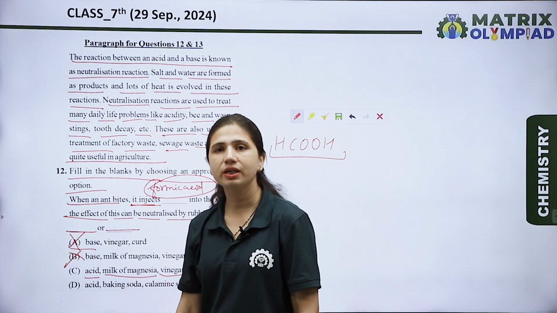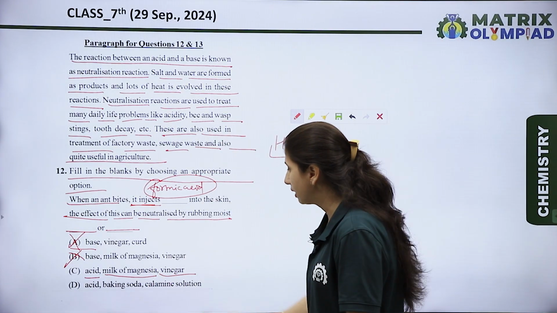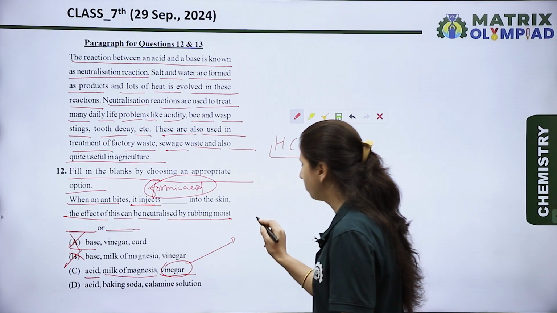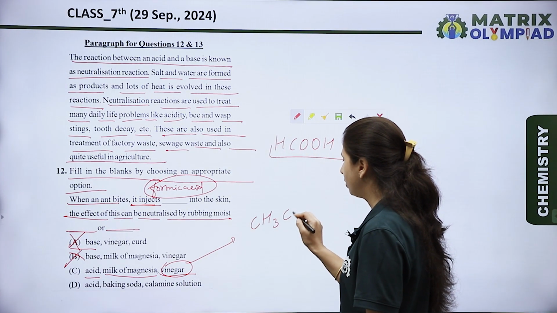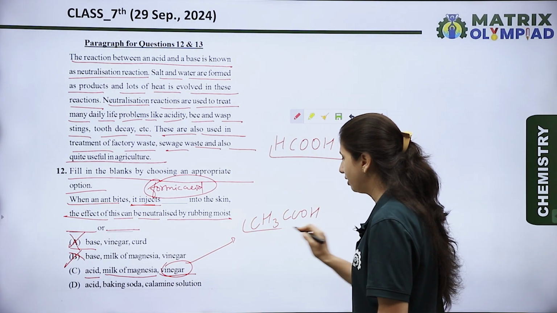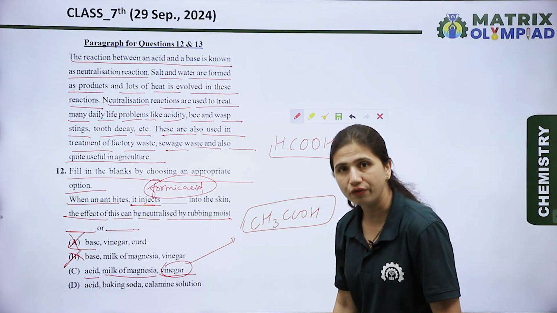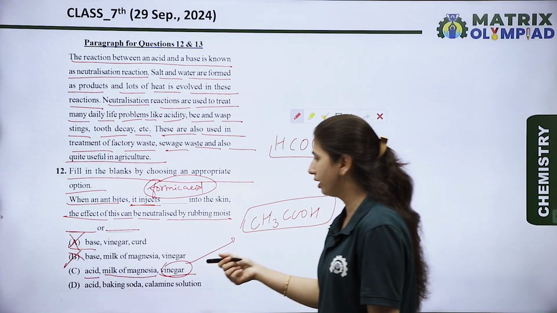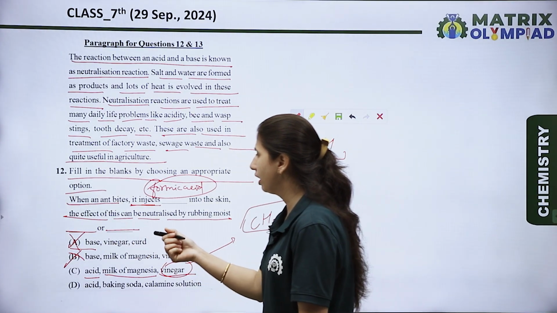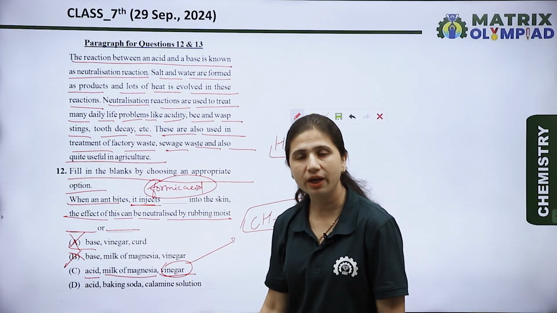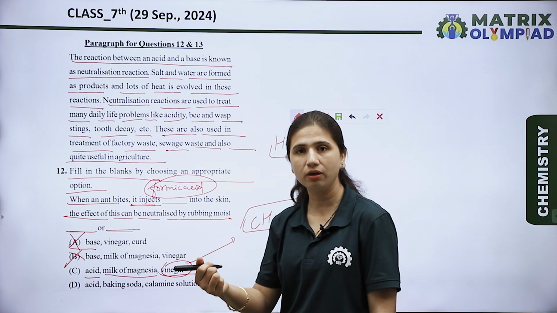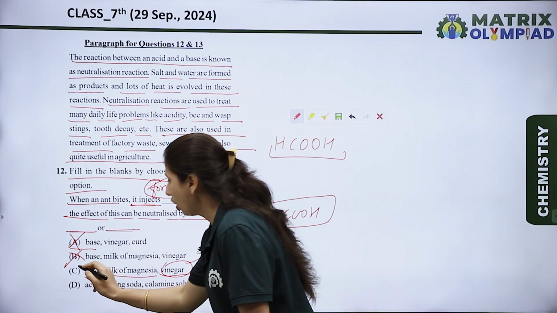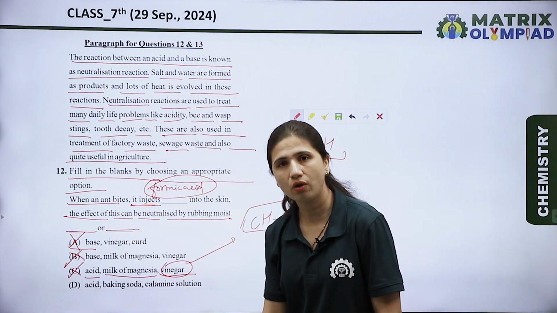Milk of magnesia is basic in nature, but vinegar contains CH3COOH, which means acetic acid is present in vinegar. So we can say that vinegar is also a type of acid. So we can't use vinegar for the treatment of formic acid or for the treatment of an ant bite. So option C is also a wrong option.